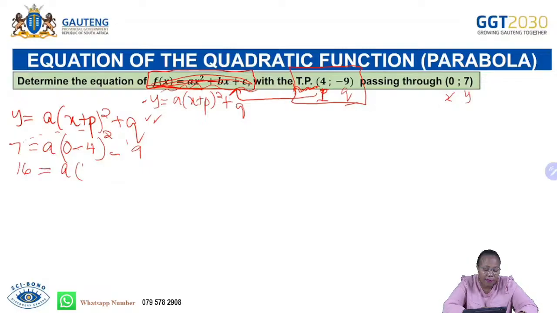Negative 4 squared giving us 16. Then we divide both sides by 16 because we are looking for the value of a. Then a is equal to 16 over 16, which is 1. So now we need an equation.